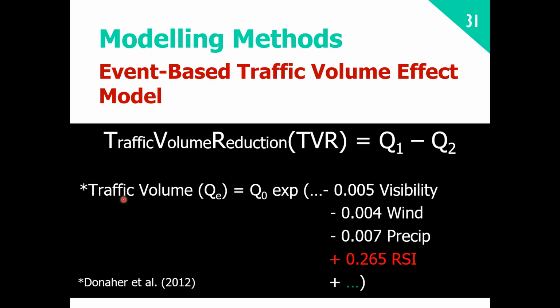So here, since the traffic volume needs to be estimated for Q2 scenarios, which represent the event scenario, Donner, the author, calibrated the traffic volume effect model using the same Ontario data set used for calibrating collision frequency. So as you can see, the resulting model, again this is the traffic volume model, has Q naught representing the offset term, the volume that we expect under normal conditions, and is a function of visibility, wind, and precipitation. Again, the RSI is found to be one of the most contributing factors that affects the variation in traffic volumes under different weather conditions.